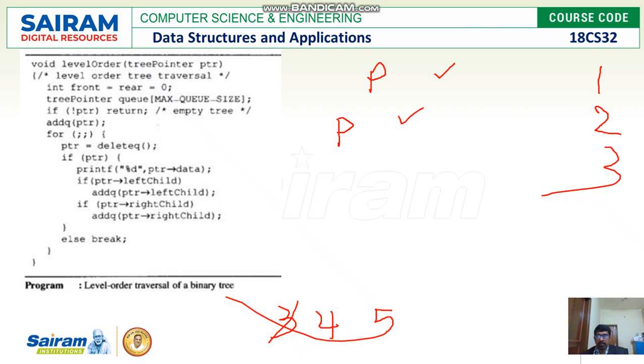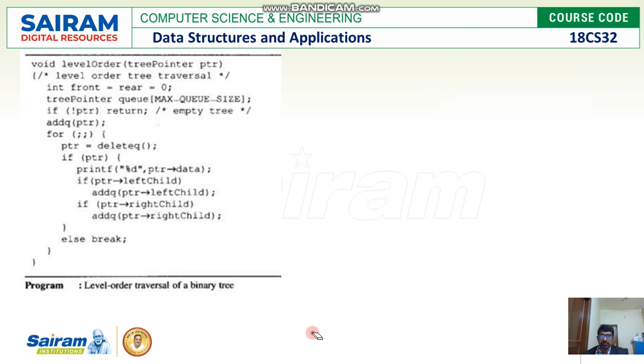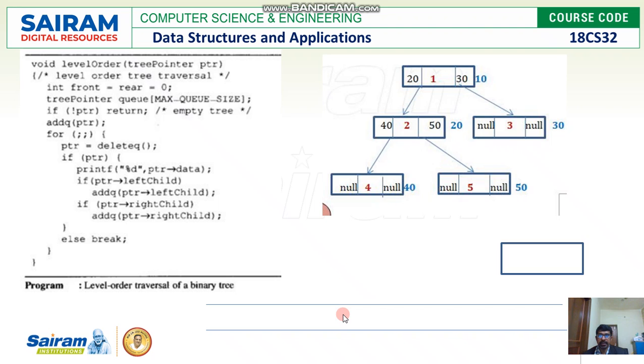So let us take the algorithm for this and trace it. Let me erase all the things. We are taking the same diagram which we had taken previously. You can see there is a PTR, and this we are going to take as Q. We are taking two variables, front and rear. We are not worried about front and rear here. The function name is level order, and the tree pointer we are taking as PTR. PTR initially is a pointer to the first node.